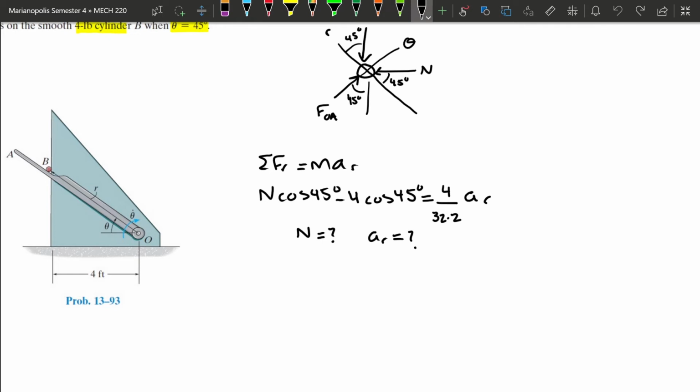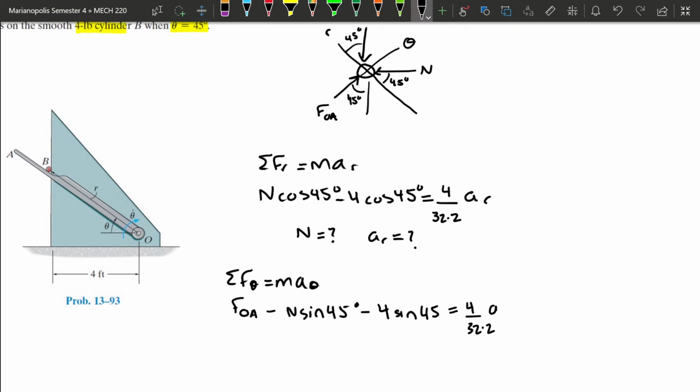Let's also go ahead and look at what the sum of forces in the theta direction is going to be. And we know we have a theta this time. So it's going to be, we have F_OA minus N sine 45 degrees this time, minus 4 pounds sine 45 is equal to 4 over 32.2 times a_theta.